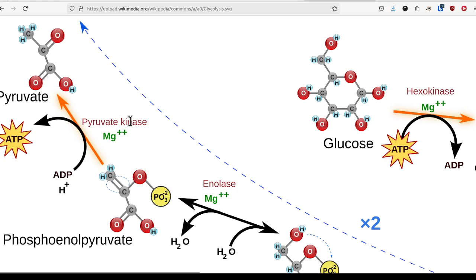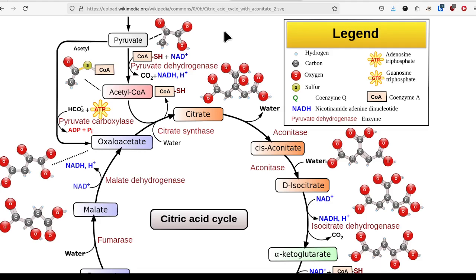And here we've got another kinase. We've seen kinases before, transferring a phosphate group. This is a transferase. We have seen most of the types. We're going to look at the citric acid cycle. See another ligase.